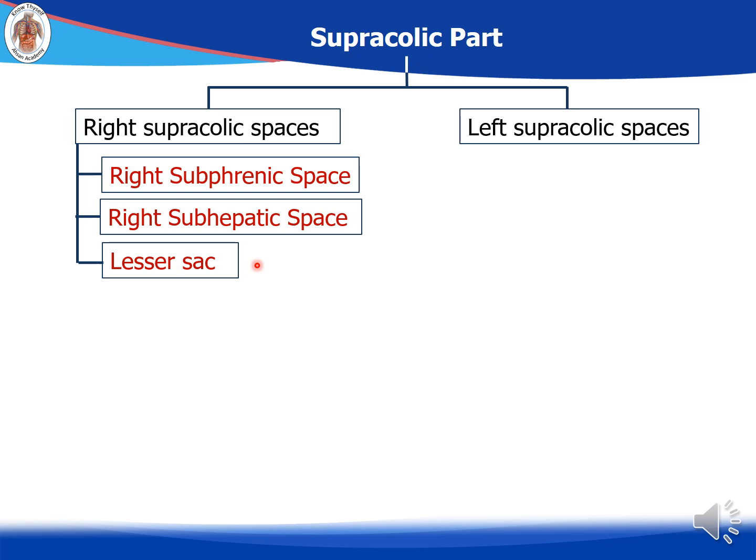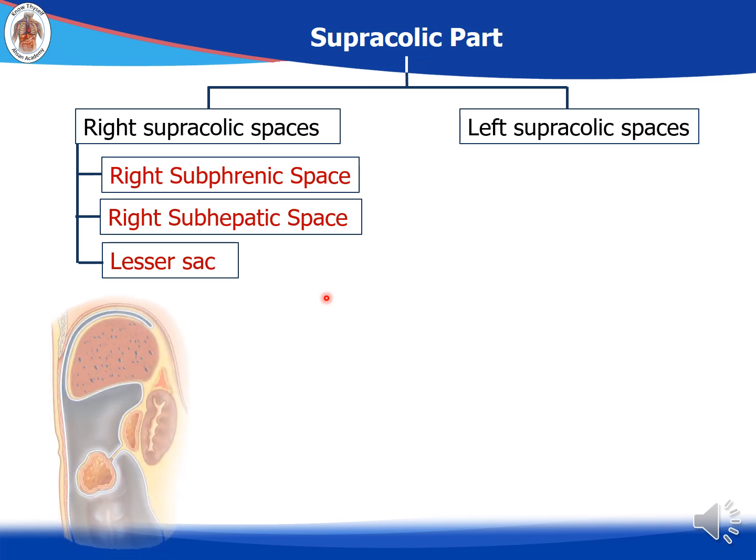So in the right supracolic area we will get three spaces. One trapped behind the stomach is the lesser sac, and in front of the stomach is the greater sac. That greater sac has the right subphrenic space just below the diaphragm and above the liver, and below the liver up to the transverse mesocolon and transverse colon is the right subhepatic space. So the right side is clear.